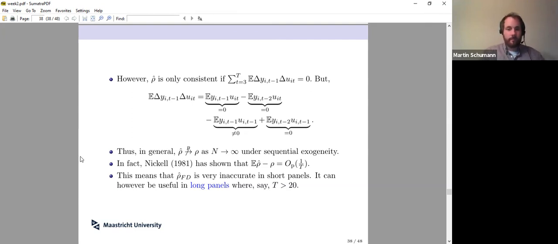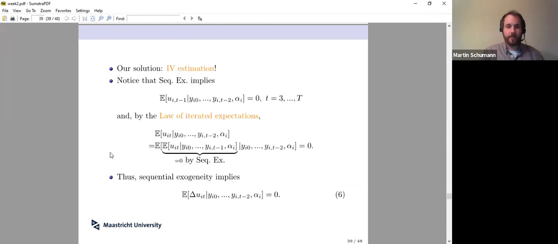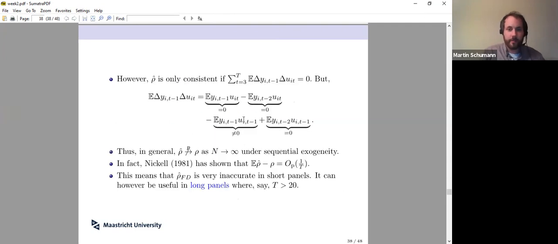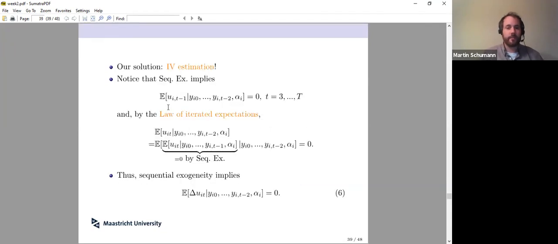Okay. Good. So we have a biased estimator, and let's say we have a short panel. That sucks, no? Our estimator that we want to use doesn't work, has a huge bias. So we need an alternative. And a very nice and clever alternative is actually IV estimation in dynamic models. So let's see. Okay, so sequential exogeneity implies, so let's look again, this is our problematic term, right? The u_it-1 here. u_it-1 is uncorrelated with all the y's up to t minus 2.